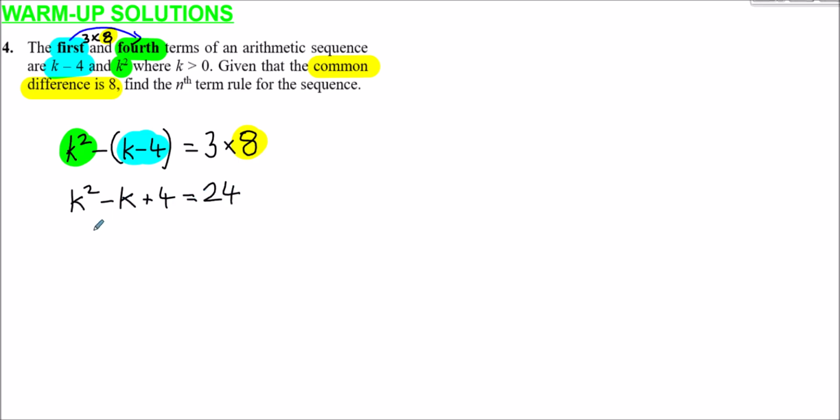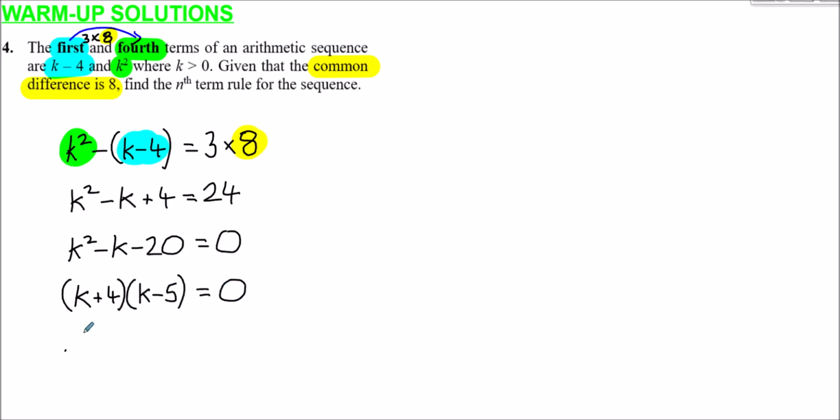Subtract 24 from both sides, we get k squared minus k minus 20 equals 0. What can we do here? Well, this will actually factorise. So 2 numbers that multiply to negative 20 and add up to negative 1, that's going to be a positive 4 and a negative 5. So k plus 4, k minus 5 equals 0.